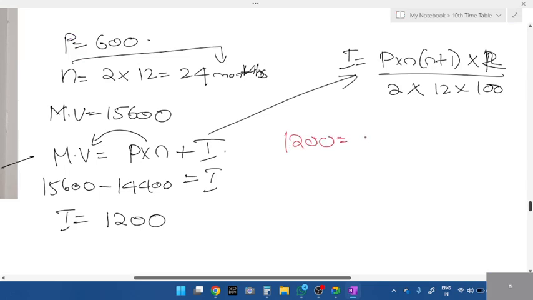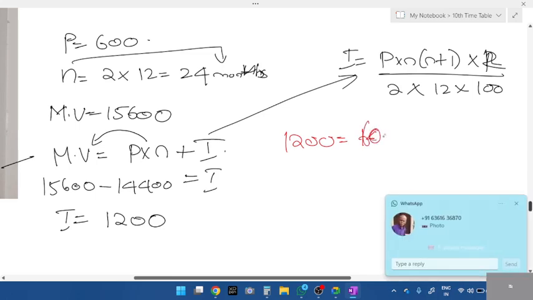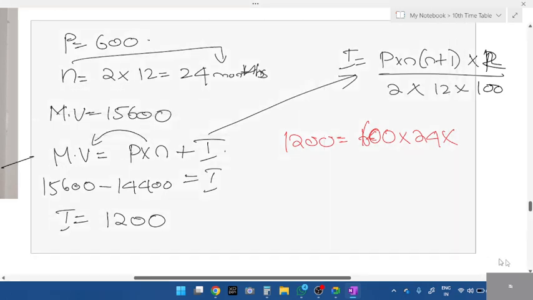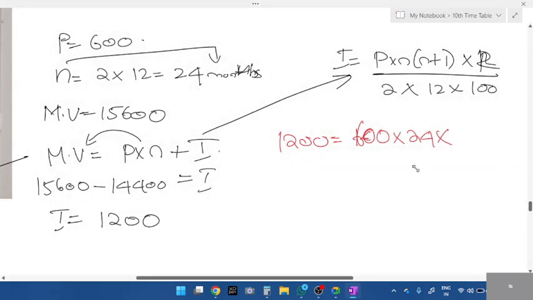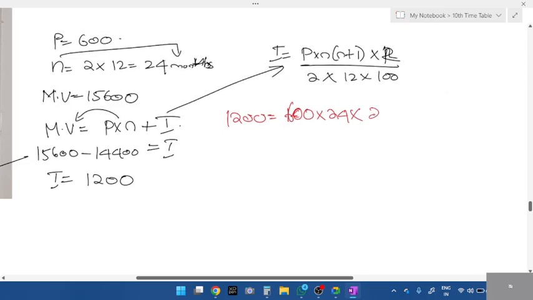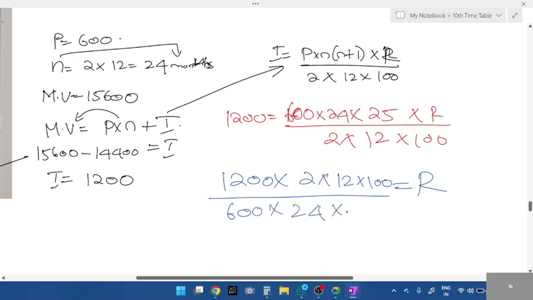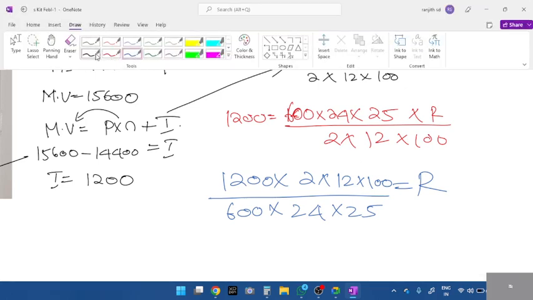1200 is equal to what is principal? Principal is 600 into. And one more thing, students, don't keep substituting and waste your time. You can directly write 24 into 25. If it is n plus 1, we know it is 25 into r by 2 into 12 into 100. Don't cancel it now. Again, there would be problems with the calculation part. Keep r as it is. Shift all the values. What are the values in the denominator? 2 into 12 into 100. Then 600 into 24 into 25.